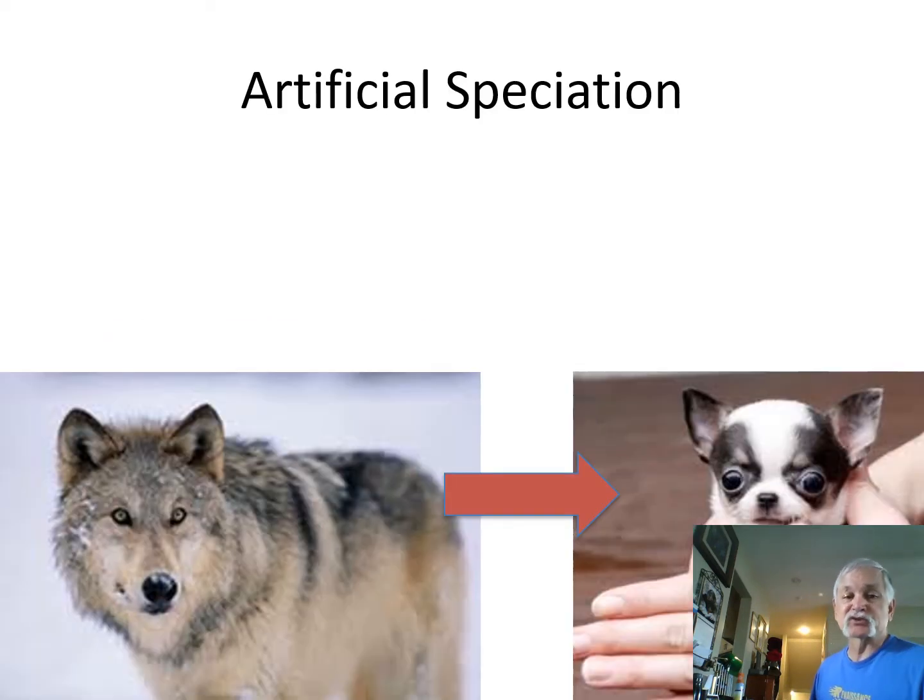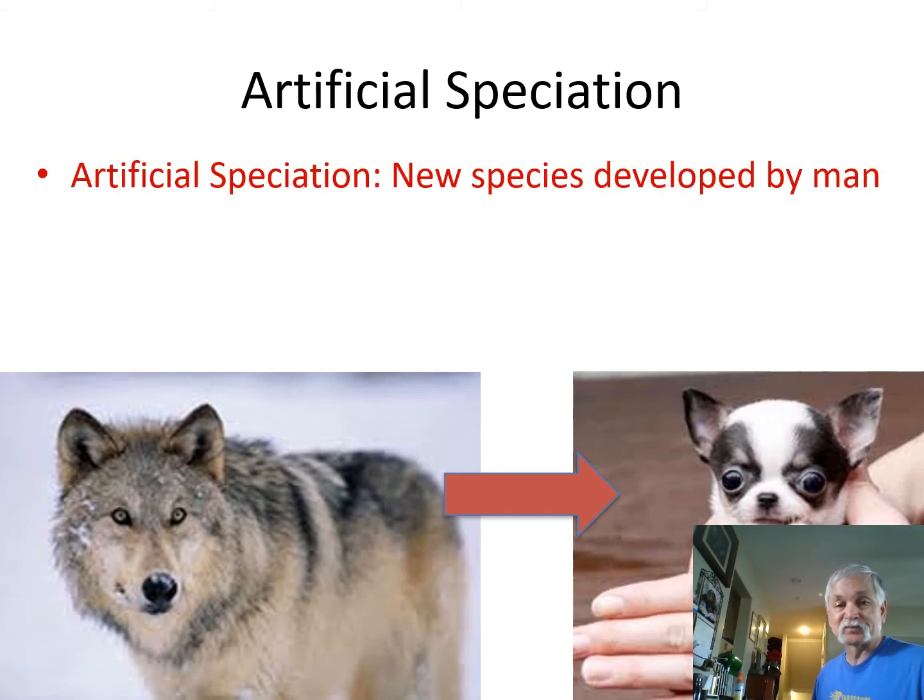Now we have artificial speciation. You have to understand, of the thousands of species of dogs we have, they all came from the wolf. Whether you have a Chihuahua or whether you have a Great Dane. And we have done this by breeding them specifically based on the traits that they have. So artificial speciation means a new species developed by man. We're not talking about manipulating the DNA in a test tube. We're talking about what man has been doing for thousands of years.